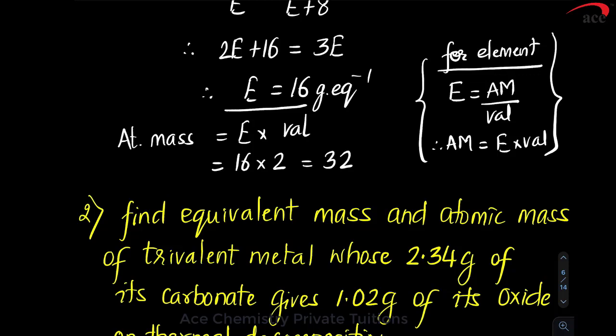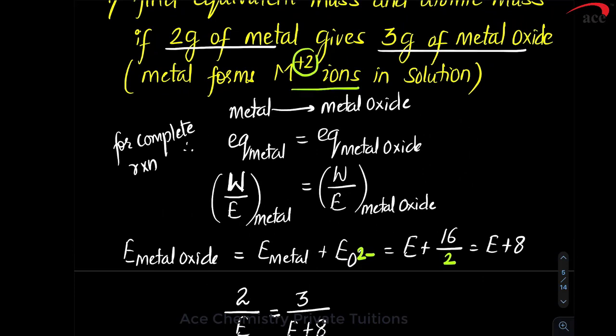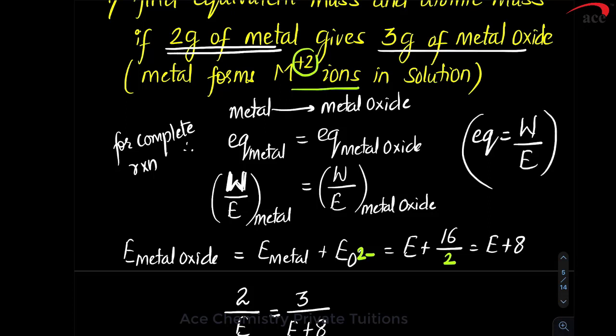Therefore, atomic mass is equivalent mass multiplied by valency. That was how you are supposed to do this type of question. Now, why do we use this type of logic? Because they had given mass. So, we used the mass formula.